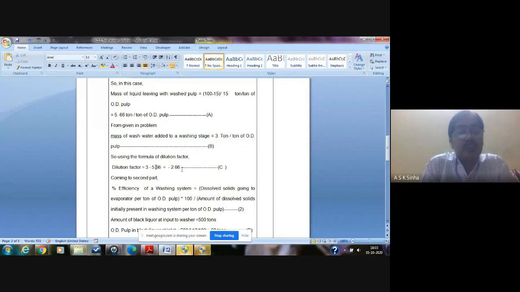That means we are basically concentrating the black liquor by a certain amount. Whatever is the water that is coming along with the pulp in the input line, we are increasing the concentration of the black liquor.